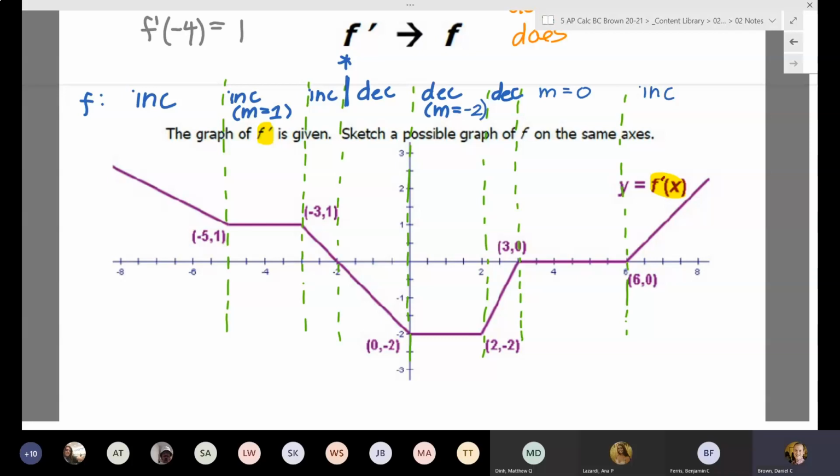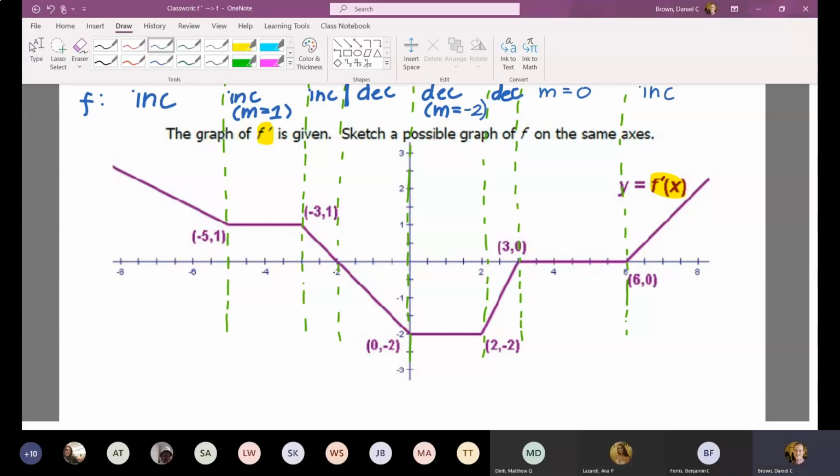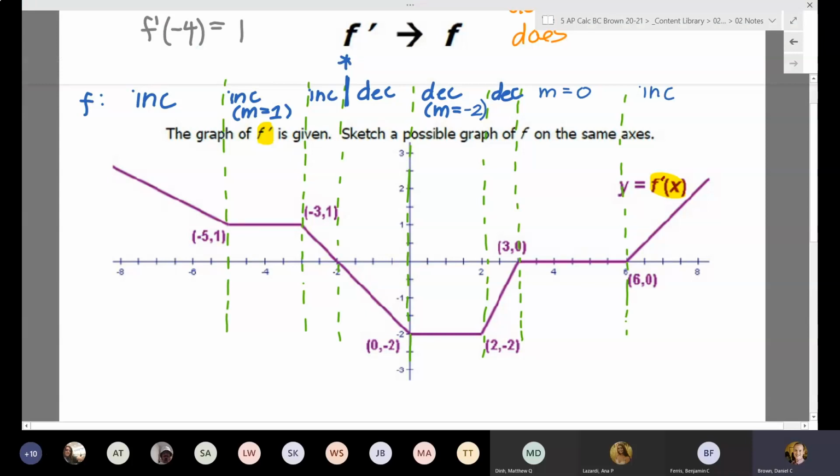All right, so let's go ahead and talk about the concavity of f. We know that when the derivative decreases, the function's concave down. When the derivative increases, the function is concave up. So this first section is decreasing, so it's concave down. Second section is not increasing or decreasing. There is no concavity, which makes sense. If it has a constant slope, it is going to be linear.